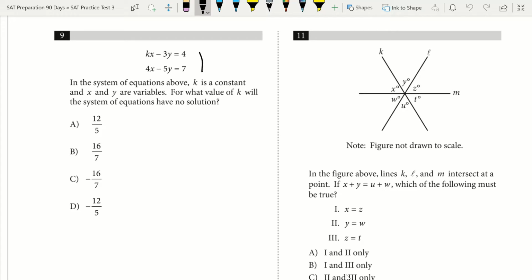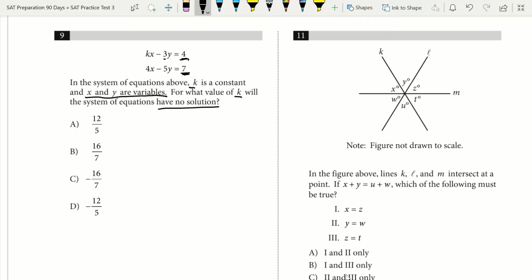All right, so we have a stack of equations up top, which means that it's possible we could be looking to add or subtract, but not definite, right? So we don't know for sure that's what we'll have to do. So we have in the system of equations above, k is a constant and x and y are variables. For what value of k will the system of equations have no solution? All right, well, since my y term here is different, right, since this 4 and this 7 is different, then if they have the same slope, then they're never going to intersect and there will be no solution.